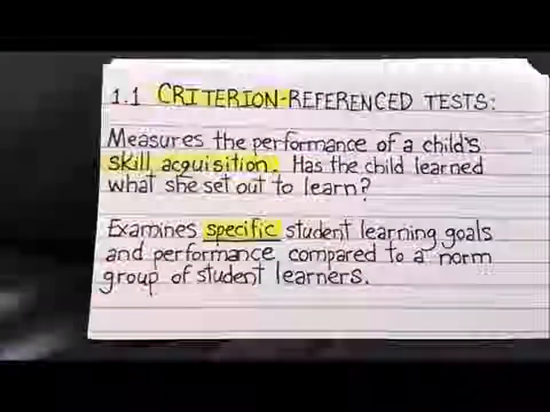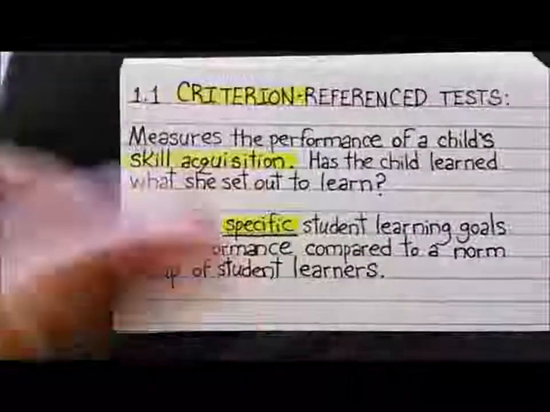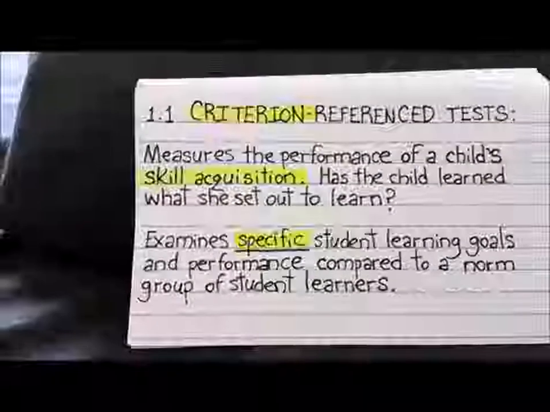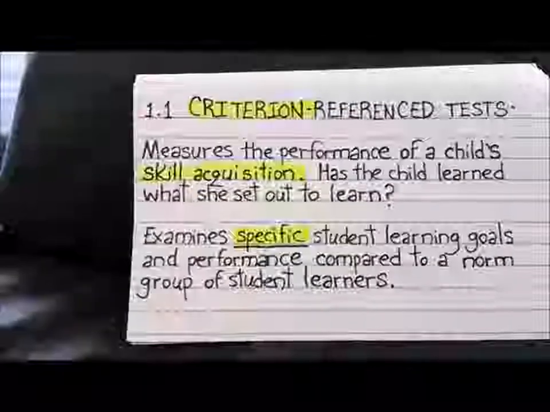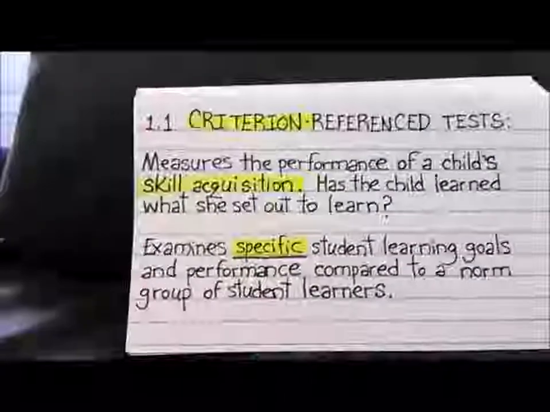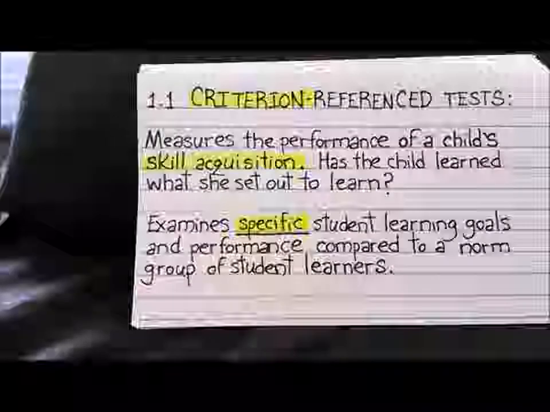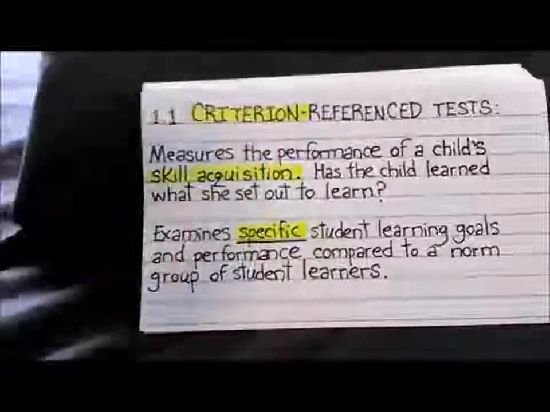And now the criterion reference test measures the performance of a child's skill acquisition. Has the child learned what she set out to learn? It examines specific student learning goals and performance, compared to a norm group of student learners.